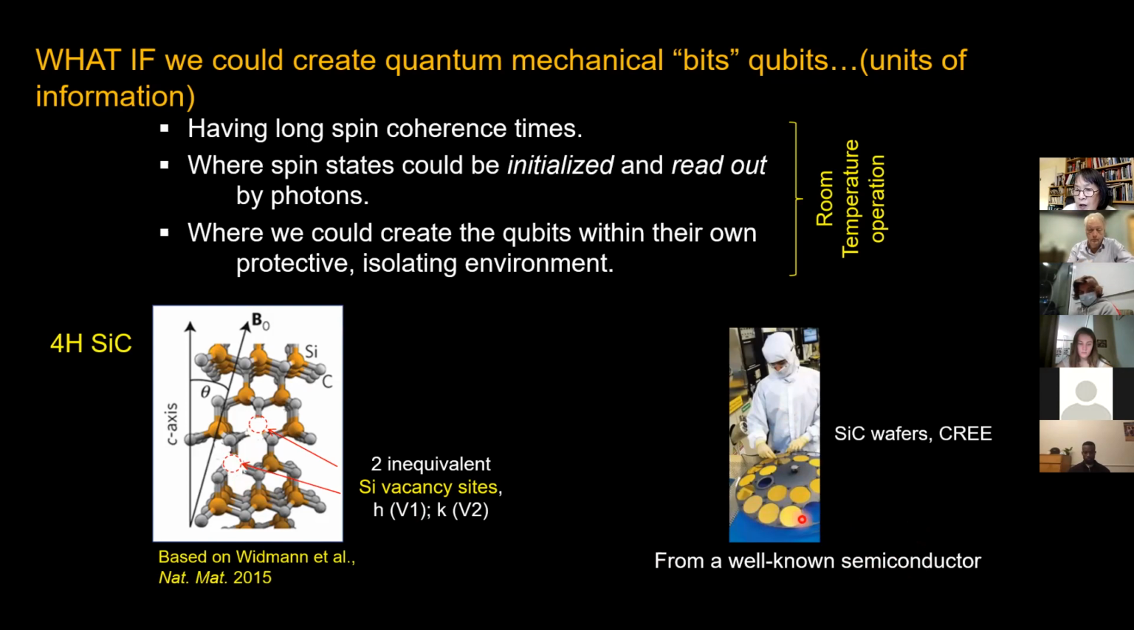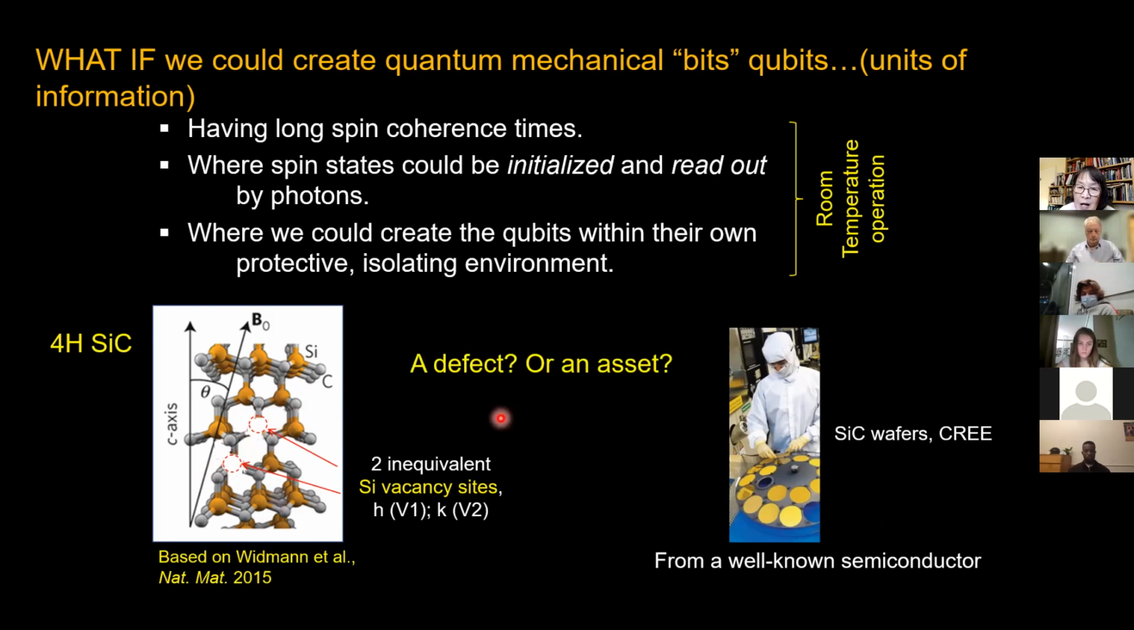There are 4-inch wafers and 6-inch wafers of silicon carbide that you can get commercially. So this is the main actor in the story I'm going to tell you today. And these defects, these silicon atoms, these vacancies where there should be silicon atoms, are the main players.